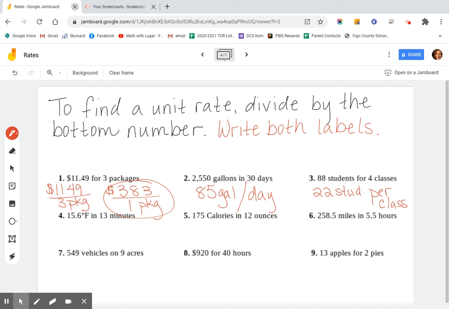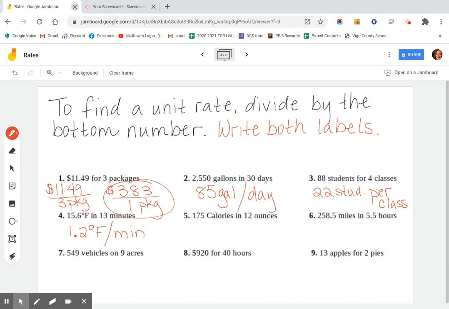Number 4, 15.6 degrees Fahrenheit in 13 minutes. So I'm going to take 15.6, divide by 13, and I get 1.2 degrees Fahrenheit. You can barely see my decimal. For every minute.